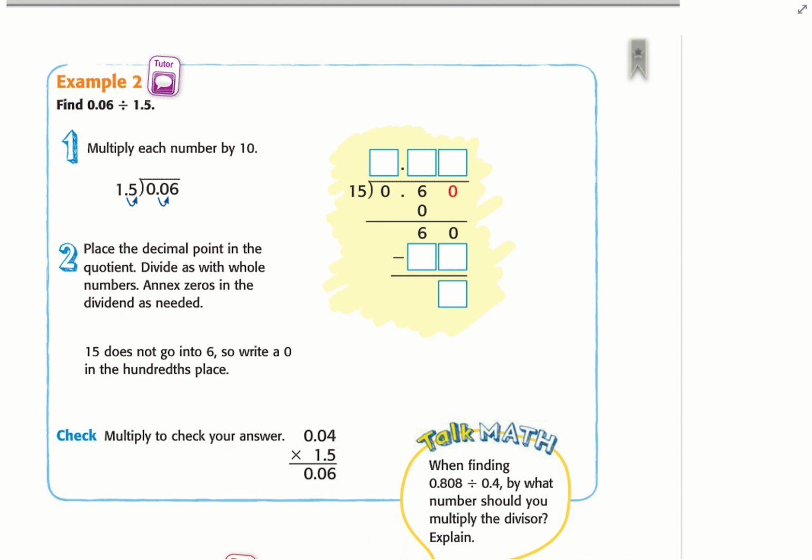So this time we have 0.6 divided by 1.5. To change the 1.5 to a whole number, we're going to move the decimal place to the right once. Since we're doing that once, we're going to move the dividend decimal once as well, or multiply them each by 10. So 15 goes into 0 0 times, 15 goes into 6 0 times, and 15 goes into 60 4 times. 4 times 15 is 60, and we have 0. So we have 0.4 as our final answer.